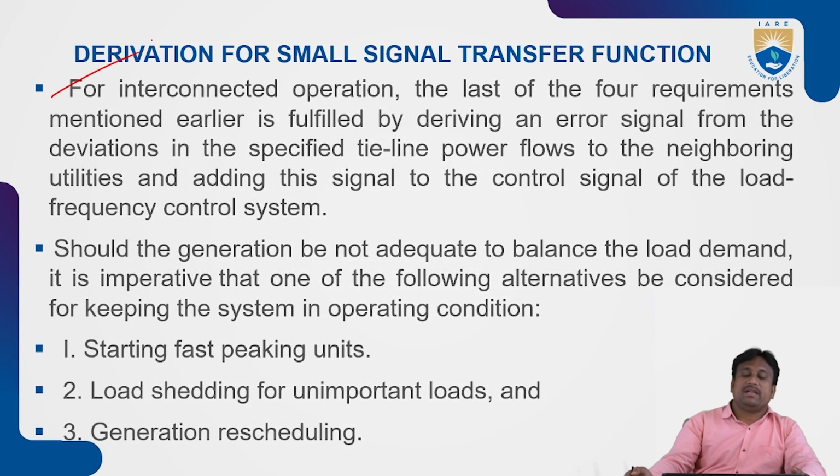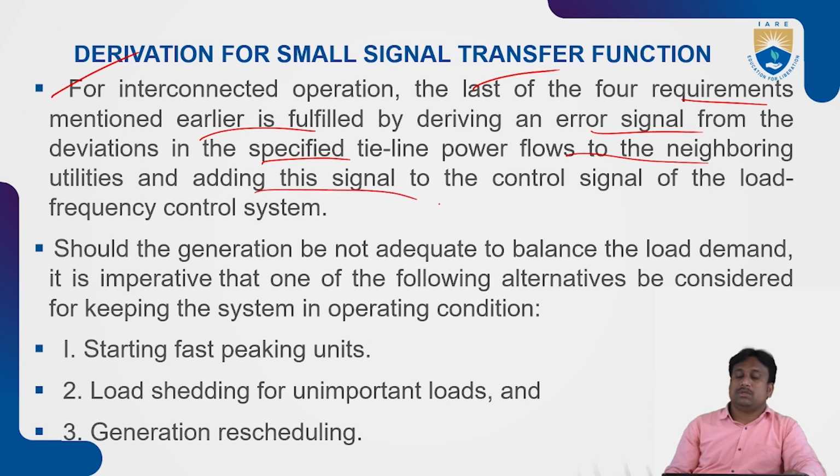So for interconnected operation, the last of the four requirements we mentioned earlier is fulfilled by deriving an error signal from the deviations in the specified tie line power that flows to the neighboring utilities, and adding this signal to the control signal of the load frequency control system. So they should meet the demand when the generation is not adequate to balance the load demand.